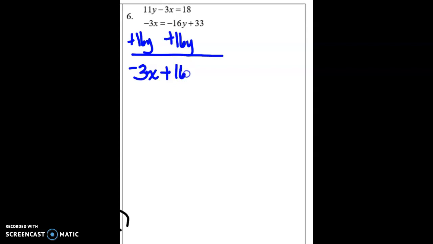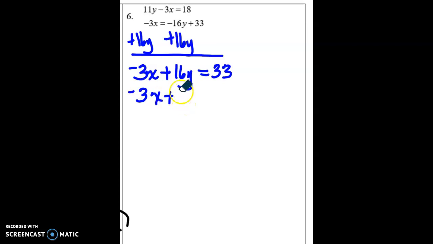Okay, alphabetical order. X is first, Y second, equal sign, constant. The equation I haven't dealt with is the one here at the top. The problem with that one is I don't have X's and then Y's. I have Y's then X's. So I'm just going to switch the order. I'm not moving things to the other side. I'm just switching the order.